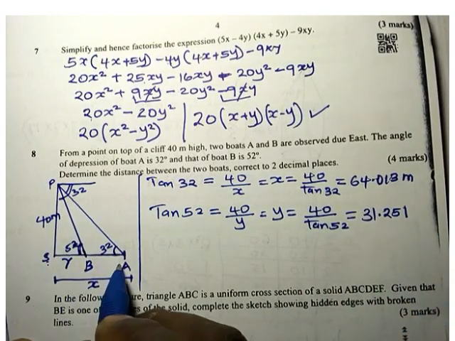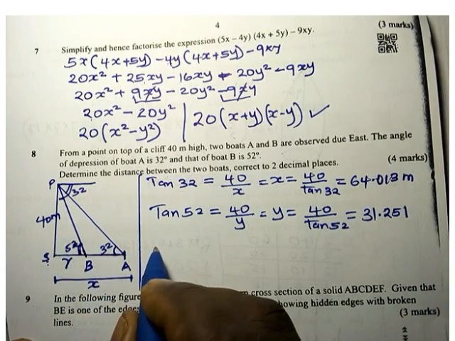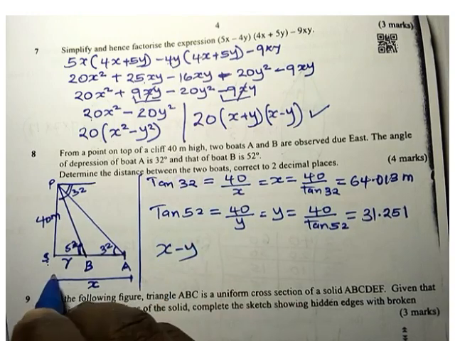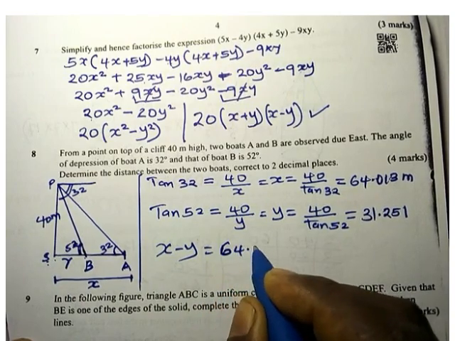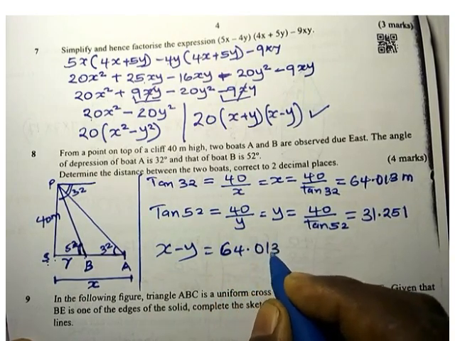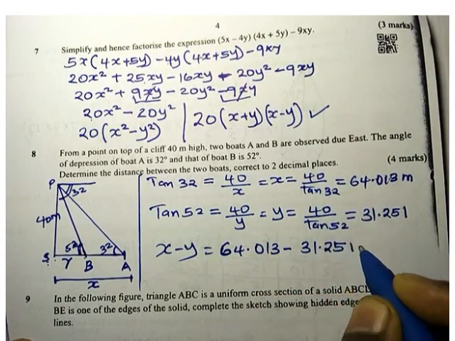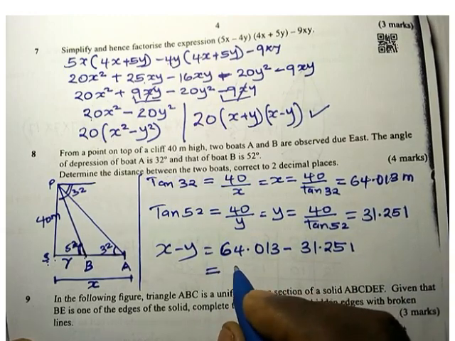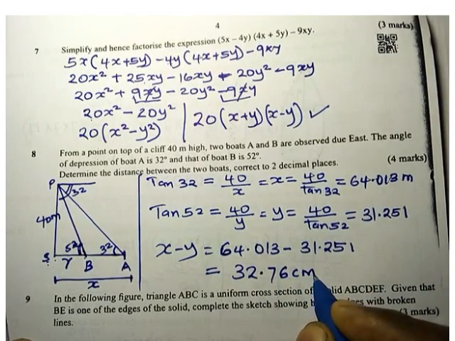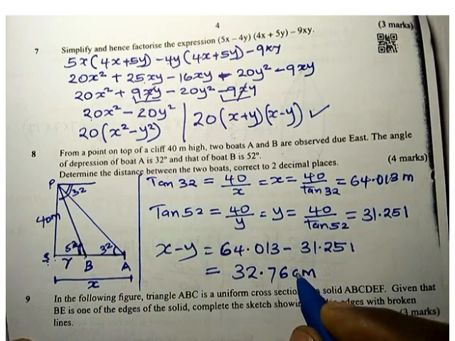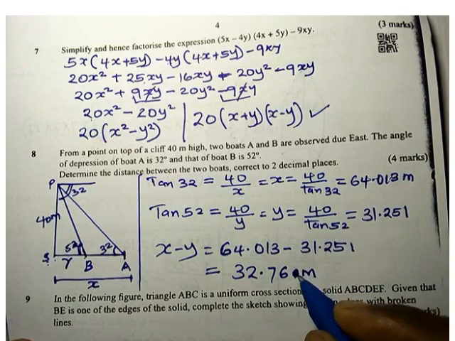But to get the distance between the two boats, boat A and B, the distance between them is X minus Y. This is 64.013 minus 31.251. In two decimal places, it will give us 32.76 meters, sorry, meters.